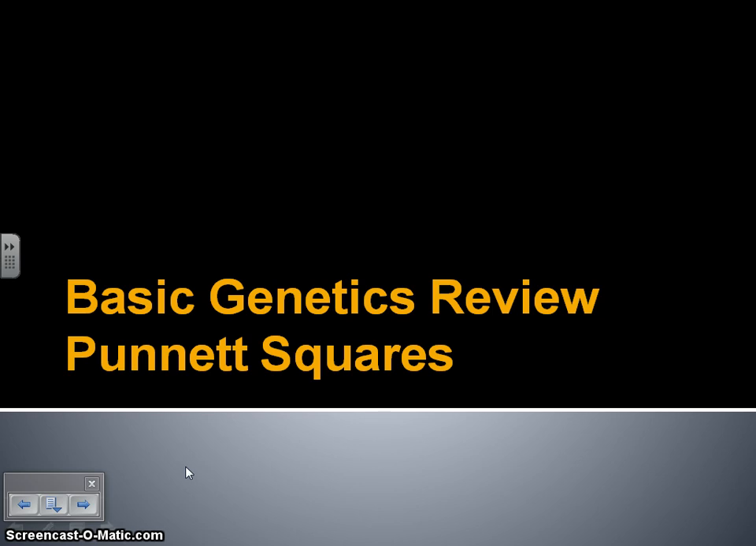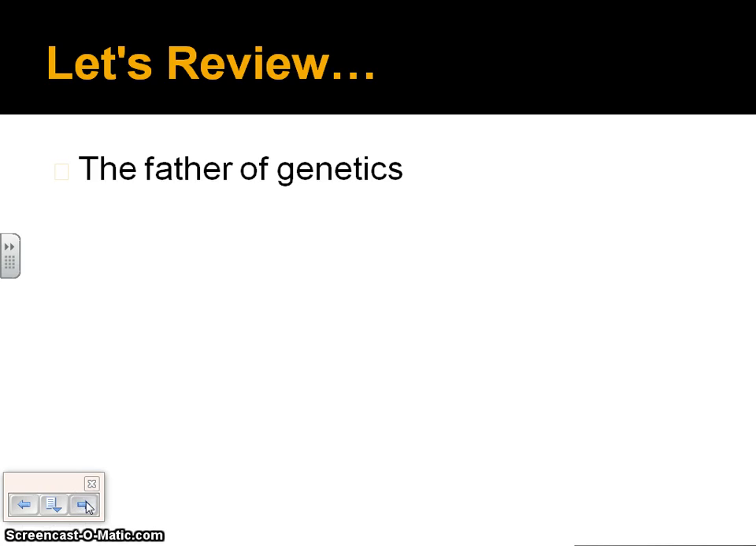So we are about to start our first lesson on basic genetic stuff. What we're going to do is just review some basic stuff that maybe you should have learned in junior high. So what you're going to do is just jot down these notes on your notebook paper. The top of your notebook paper should say Basic Genetics Review, Punnett Squares. And you should also have a number 1 at the top.